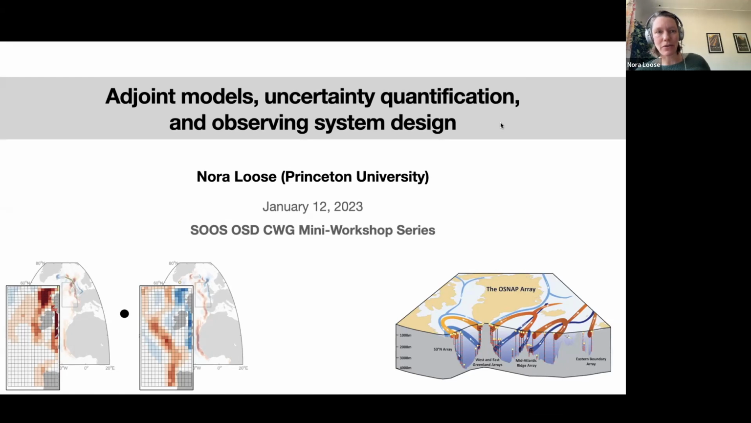Yeah, I'll speak about how adjoint models and uncertainty quantification can help us to design observing systems. And yeah, as Danny said, this was part of my PhD work and also my first postdoc year at UT Austin together with Patrick Heimbach.